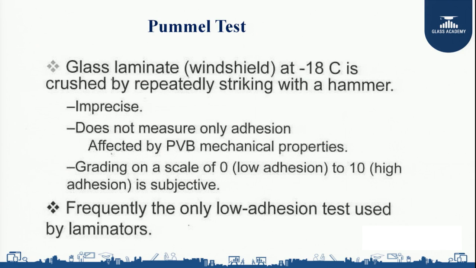Now let us take the Pummel test, which is used for adhesion. This is one more test that is used for laminated glass. In the Pummel test, the glass laminate at minus 18 degrees centigrade is broken by repeatedly striking it with a hammer. The test is imprecise, does not measure only adhesion, and is affected by PVB mechanical properties. Grading is on a scale of 0, that is low adhesion, to 10, that is high adhesion, and is subjective. Frequently it is the only low adhesion test used by laminators.